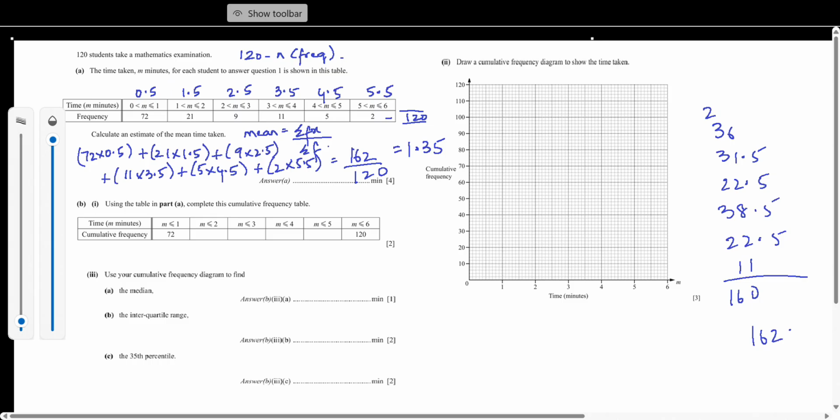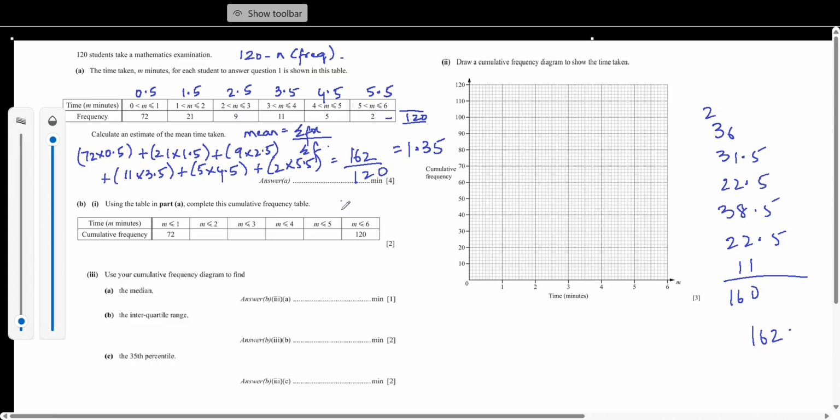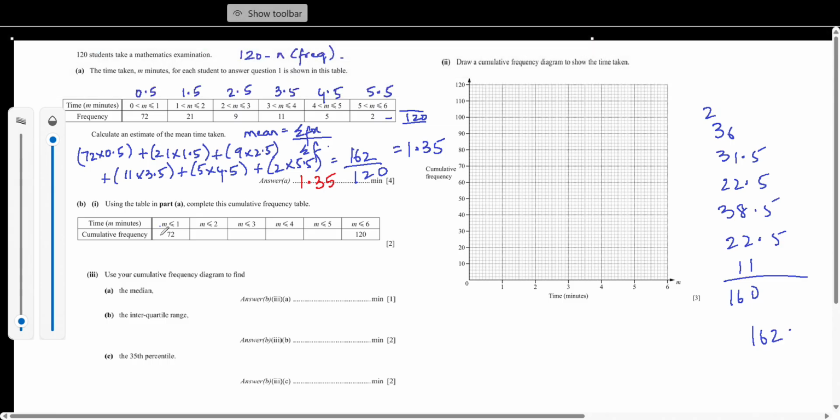Maybe let me write it with a different color here. 1.35. Now part B. Using the table in part A, complete. Cumulative means from the beginning till the current. So m less than 1, 72. The first reading of frequency and cumulative frequency will always be the same. The second one says, instead of 1 less than m less than or equal to 2, it says m less than or equal to 2, which means you should include 1 as well as 2.